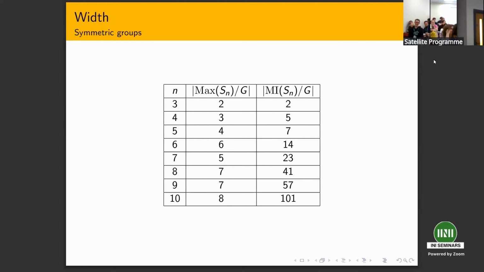But here on the right-hand side, I've listed the number of meet irreducible subgroups of Sn up to conjugacy. And you see that this is a very different sequence. This seems to actually be monotonic.